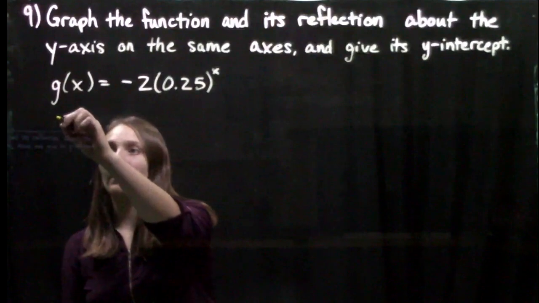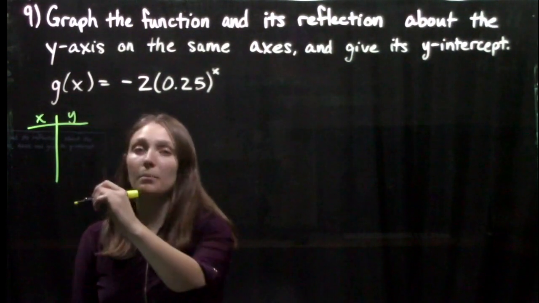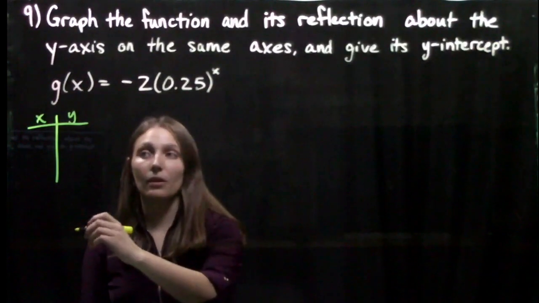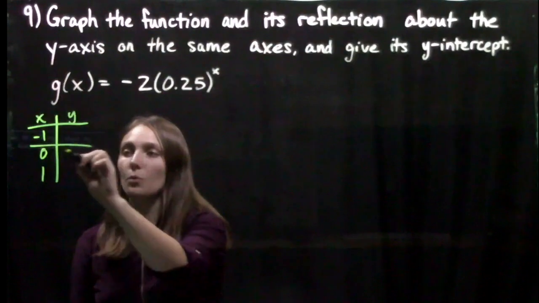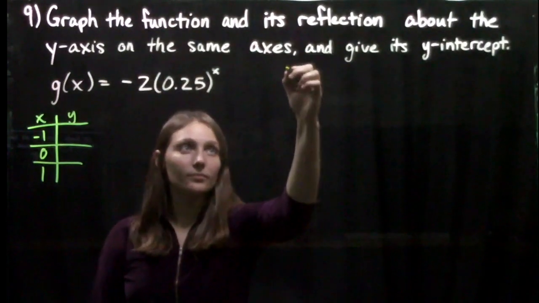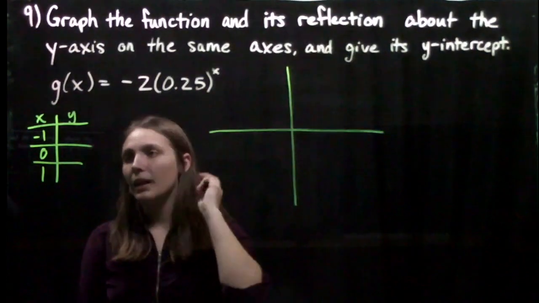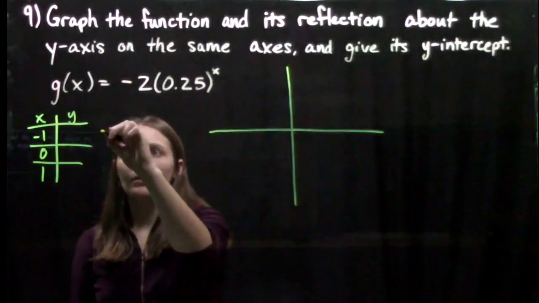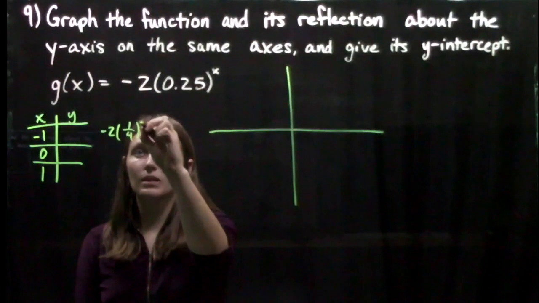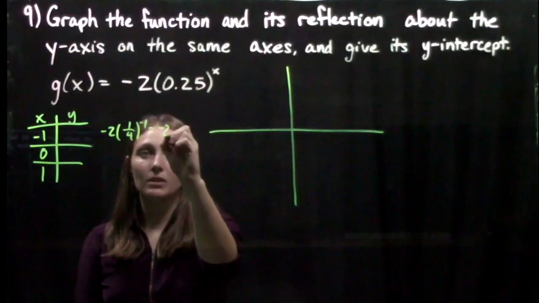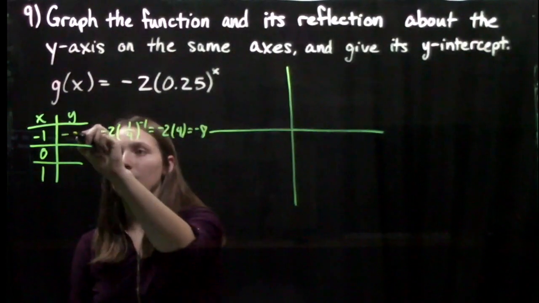So how we're going to graph this, we're going to have some x-coordinates and some y-coordinates. And I'm going to pick a couple x-coordinates that we can graph. So I'm going to go with -1, 0, and 1 to make it easy for us. So here's our axis. And when we plug in -1, that'll have -2 times, I'm going to change this to a fraction, 1/4 to the -1st, which is equal to -2 times 4, which is -8.